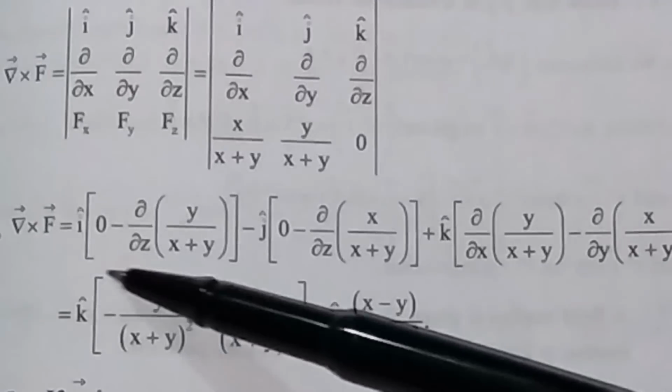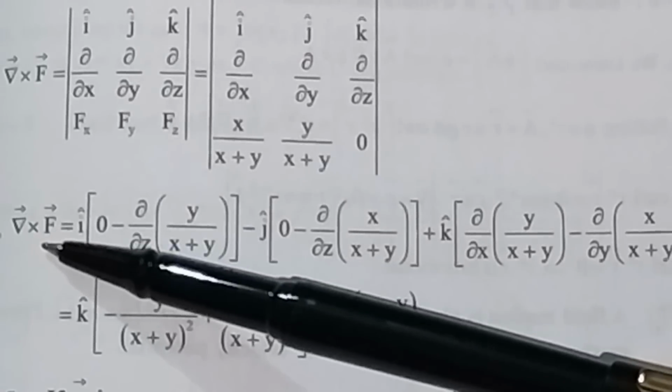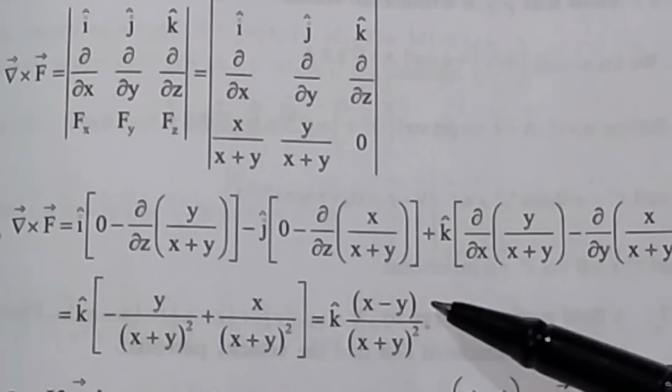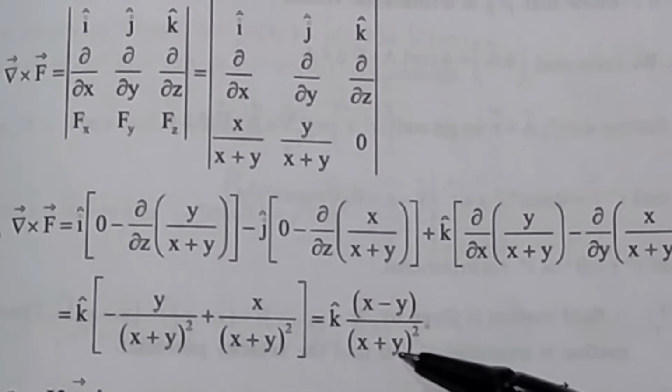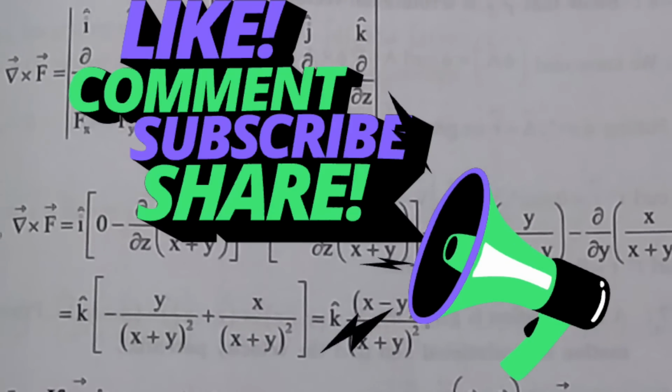So this will be the curl of the vector f. That means the cross product of del with f will be equal to this much, that is k cap (x - y) divided by (x + y) whole square. In this way, you can find out the curl of a given vector.